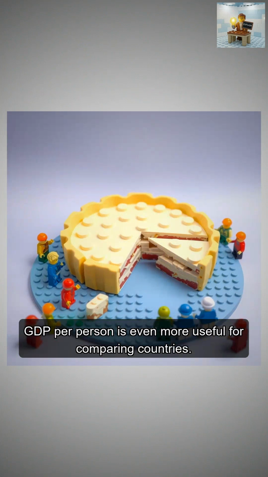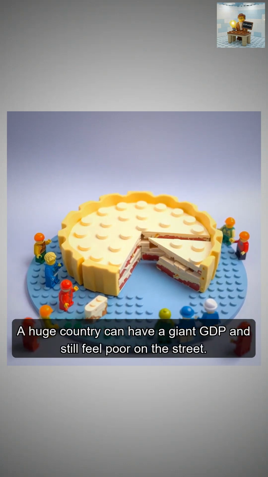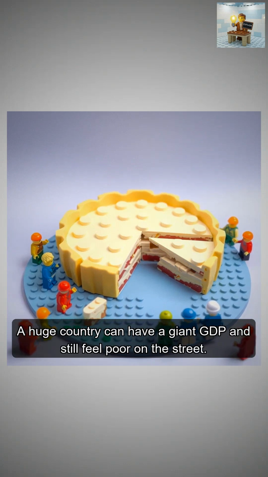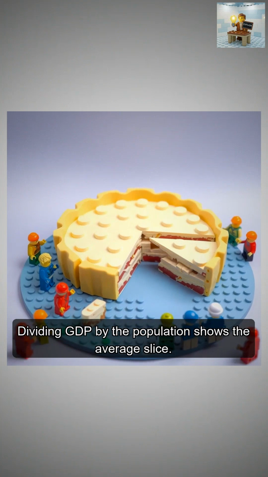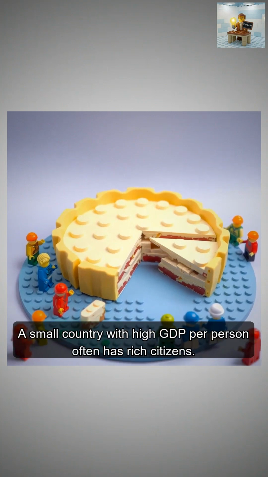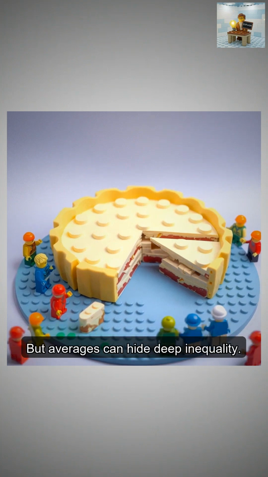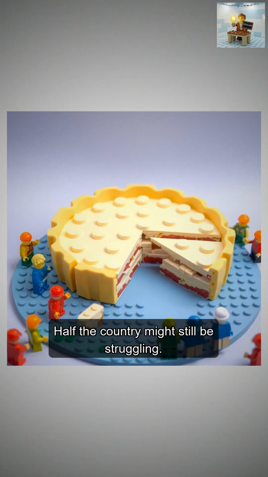GDP per person is even more useful for comparing countries. A huge country can have a giant GDP and still feel poor on the street. Dividing GDP by the population shows the average slice. A small country with high GDP per person often has rich citizens, but averages can hide deep inequality. Half the country might still be struggling.